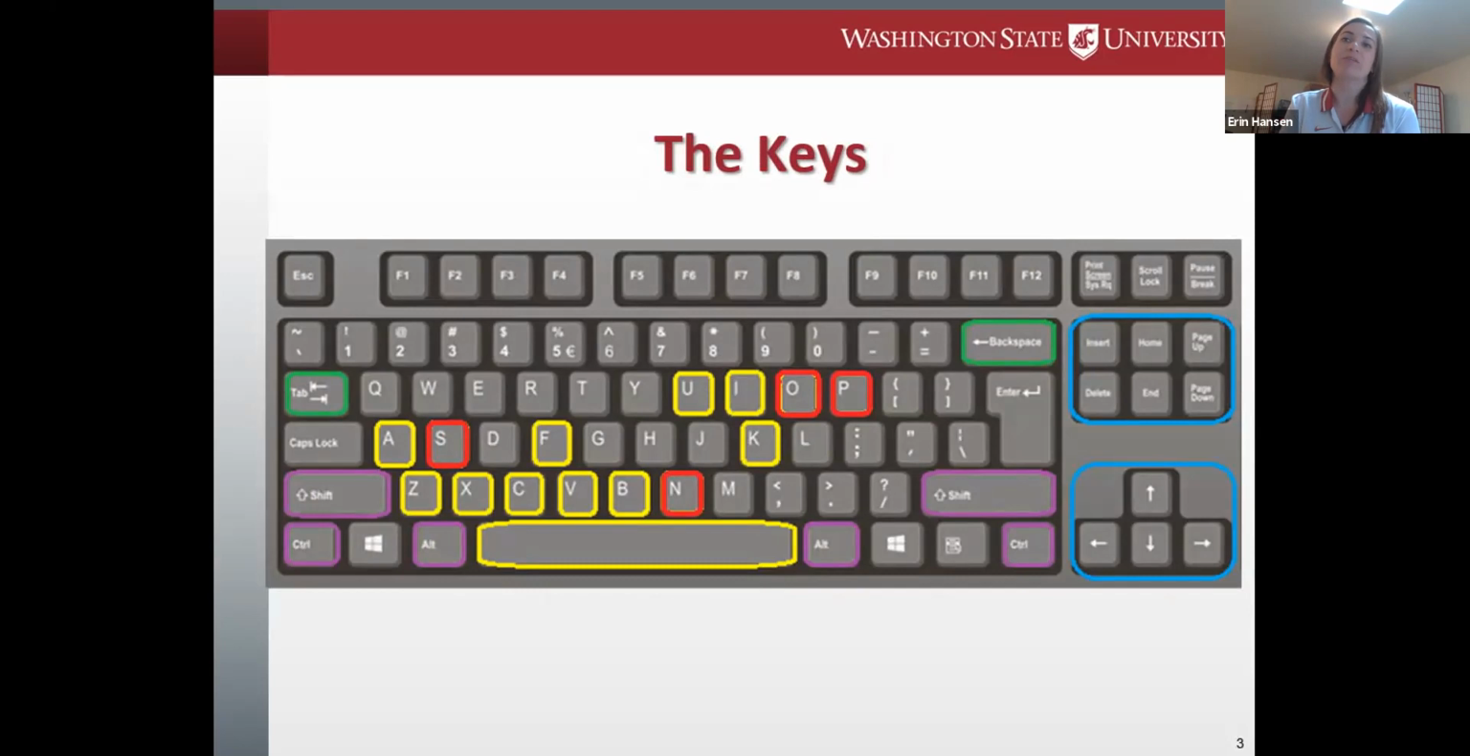The tab and backspace keys will also be used a bit, as well as the keys in the blue boxes being the up, down, right, and left arrows, and then things like home and page up, page down, insert, and delete. The keys highlighted in yellow and red, when paired with the keys in purple, are the ones that I probably use most frequently in my day-to-day work.